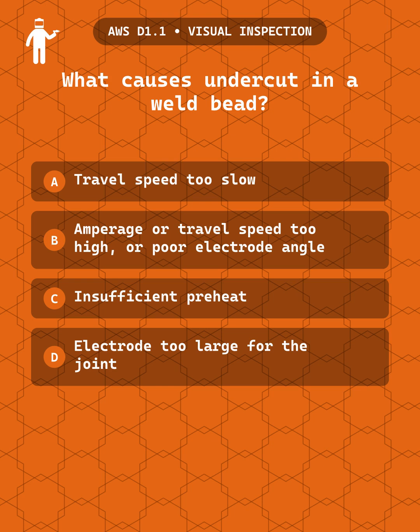Question 1. What causes undercut in a weld bead? Is it A, travel speed too slow, B, amperage or travel speed too high or poor electrode angle, C, insufficient preheat, or D, electrode too large for the joint?